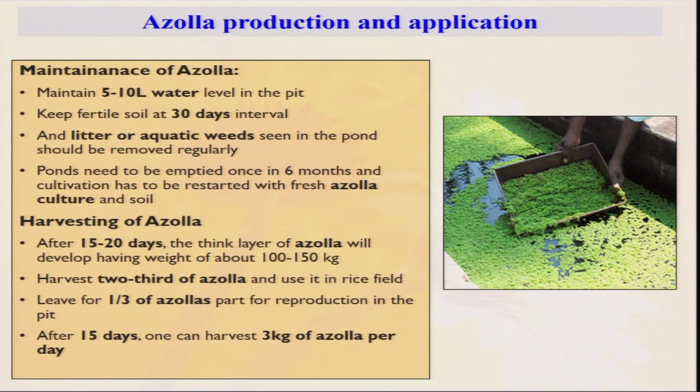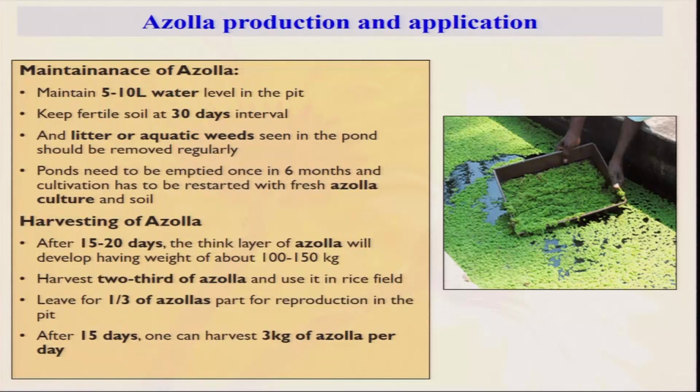of organic farming where we are growing azolla organically, single superphosphate is prohibited. So, you have to take care of that. Whatever azolla production procedure is available in the public domain, you have to carefully choose for your organic farming.